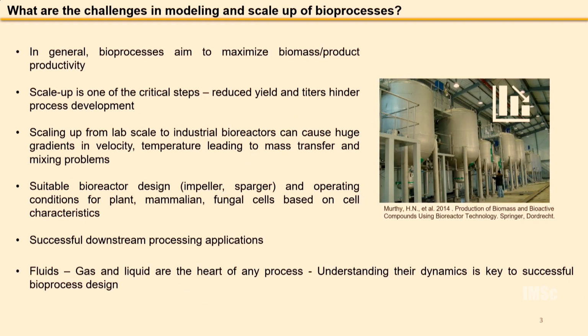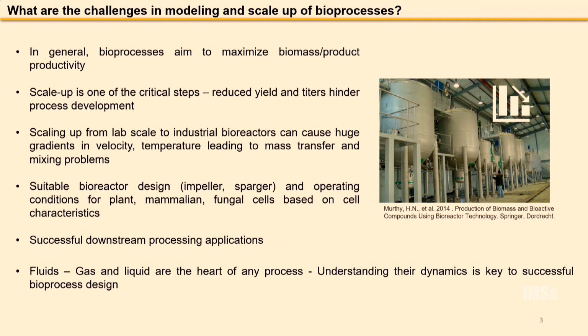Coming to the challenges in modeling and scale up of bioprocesses, bioprocesses mainly aim to maximize biomass or product productivity. That is one of the main aspects in bioprocesses. In that, the scale up is a crucial step, because when we go from the smaller scale to higher scale, there is a reduced yield and productivity, and that is going to hinder the process development. Going from lab scale bioreactors to industrial bioreactors, there are a lot of velocity gradients and temperature gradients, which lead to mixing issues and mass transfer issues.